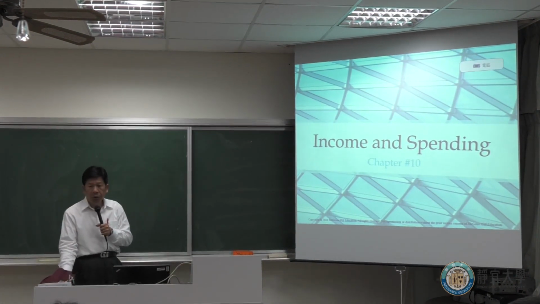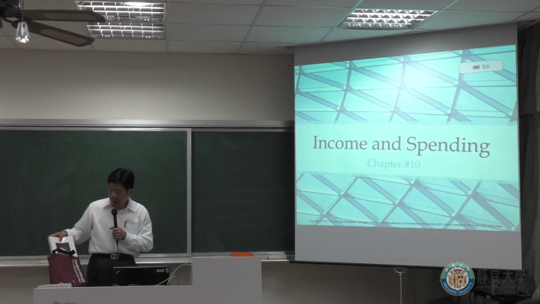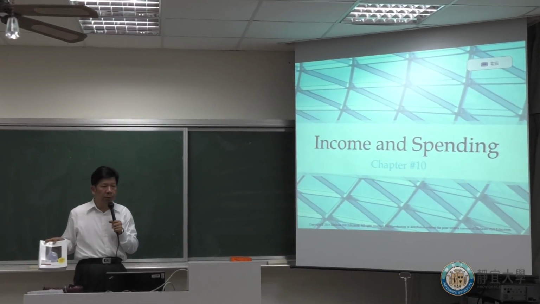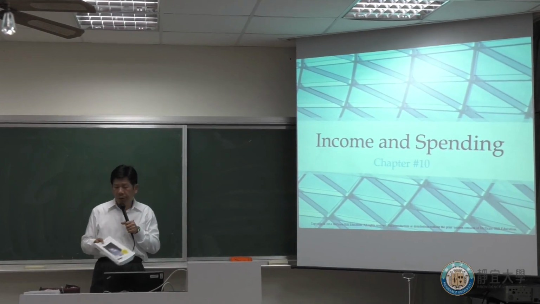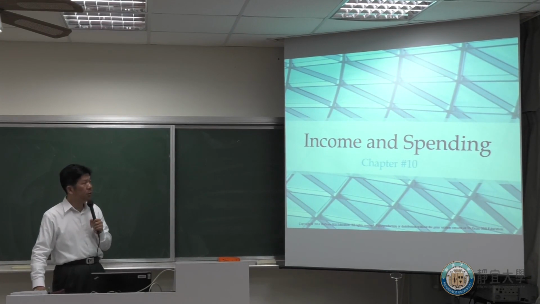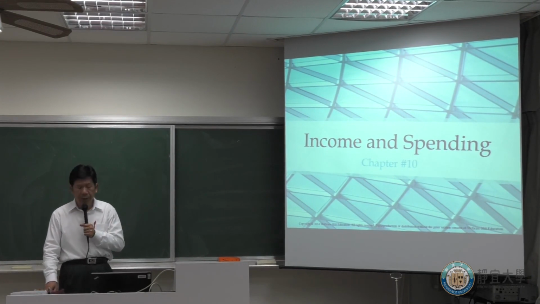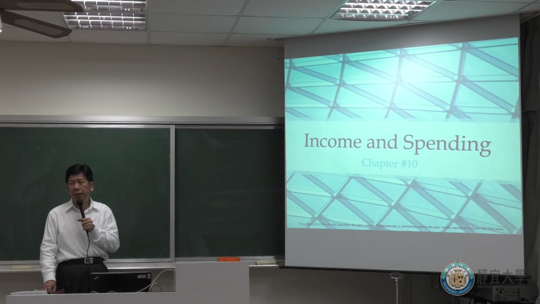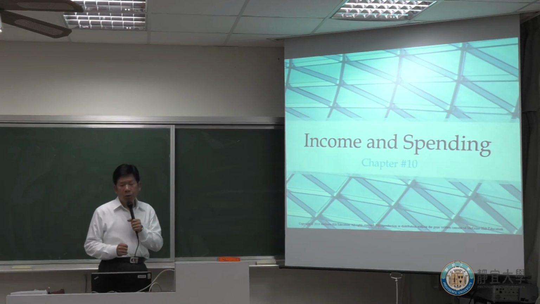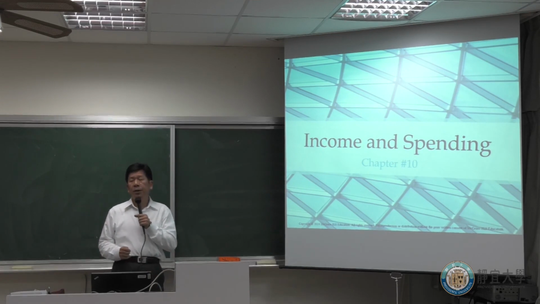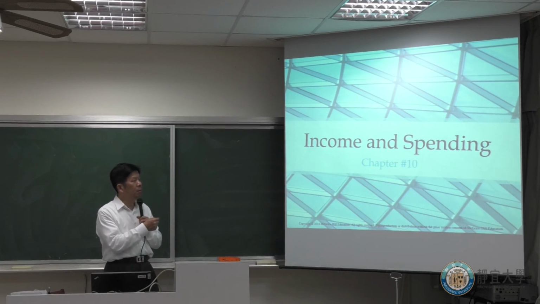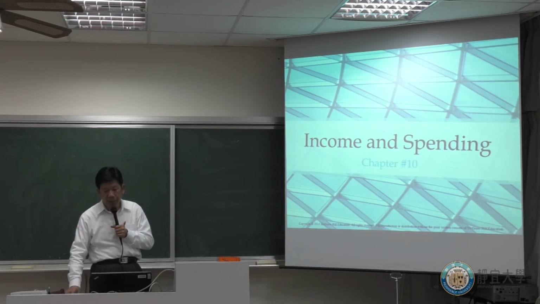I hope you can also get the textbook, or you can go to the library, or buy it from the bookstore. This book includes so much content, and you can study macroeconomics from it. Here, we just talk a story about equilibrium income, how to find it. Chapter 10 presents income and spending.